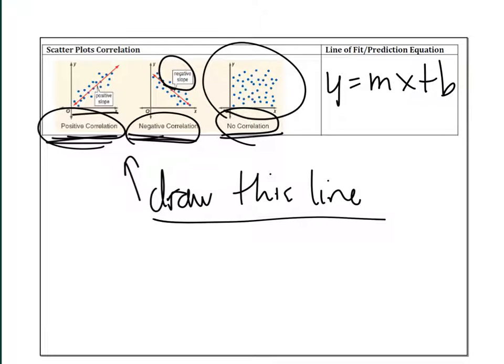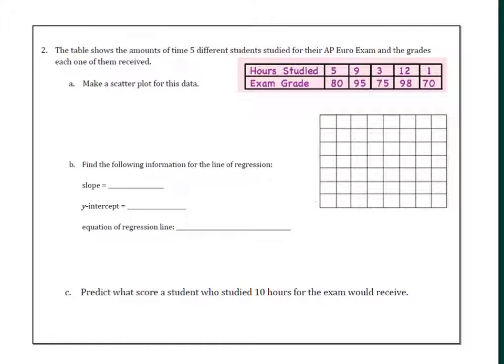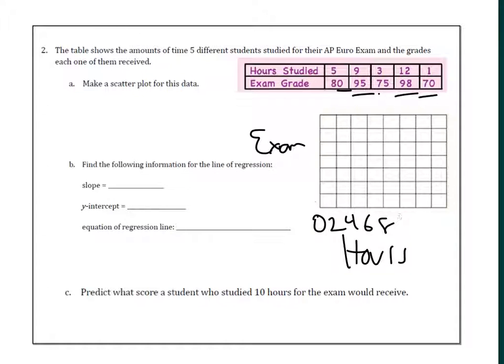Okay, so that's the basics of a scatter plot. Here, I'm hoping this is not too terrible for you. So if I start looking at 5, 9, 3, 12, 1, my x's, I'm going to count as the hours, and I'm going to count this as the grade. So I go 1 to 12. Maybe I want to go 0, 2, 4, 6, 8, 10, 12, so every one is worth 2.